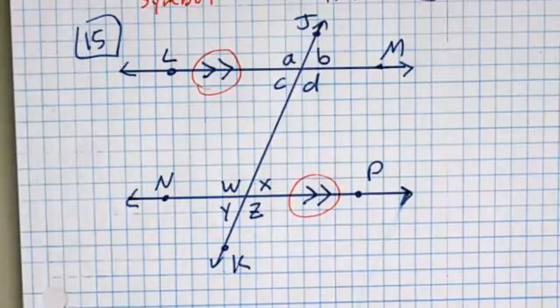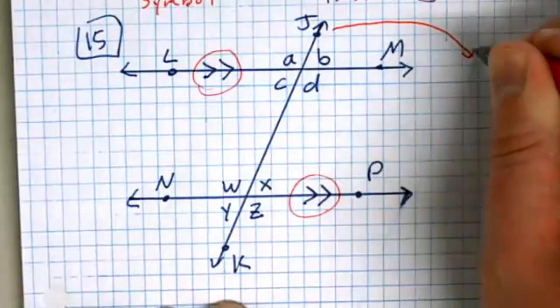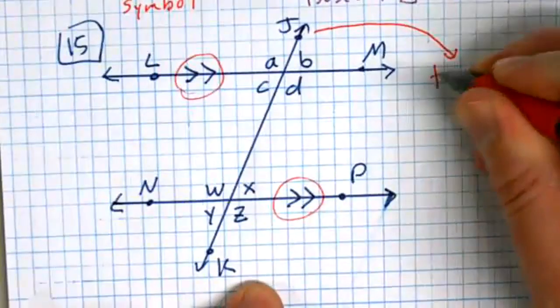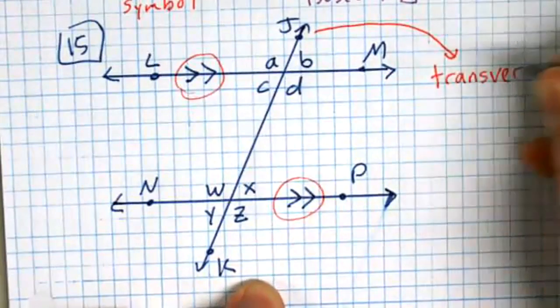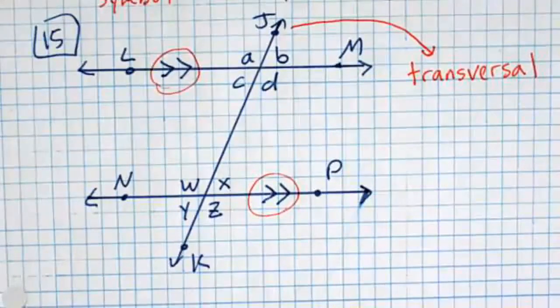All right, I'm going to introduce some new vocabulary to you. These are parallel lines. This line that's cutting through them is what is called a transversal. A transversal is just a line that cuts through 2 other lines. A transversal. You're going to want your tracing paper here for this next thing. Transversal.